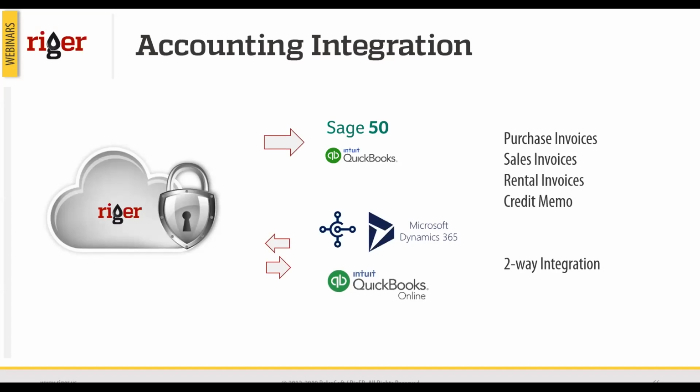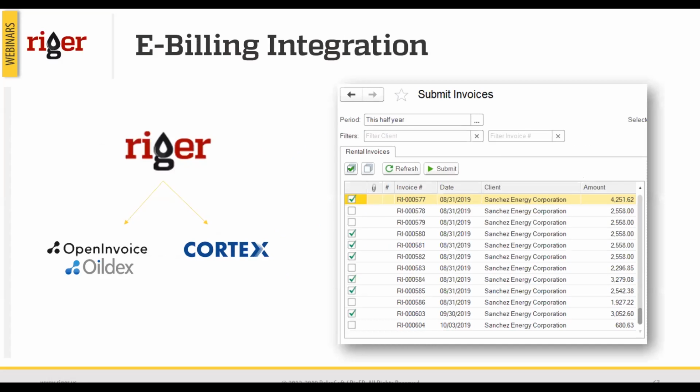In case of the QuickBooks Online version of the application, we can exchange information in two ways. We can extract and get the information from the QuickBooks system, or we can send it to the accounting system from RigER. Now, we are also able to send invoices to electronic billing systems like Open Invoice and Cortex.